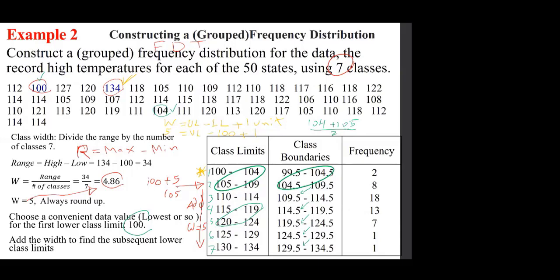Exactly. Here's another one. If we have the number 124.5 as a piece of data, where would you put it? Which class? Sixth class. Is everybody clear? How about 129.5? Seventh. That's it. Is everybody okay with that? All right, let's move on.